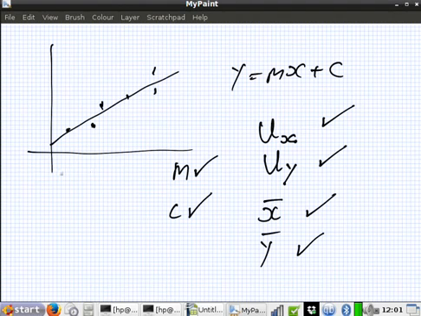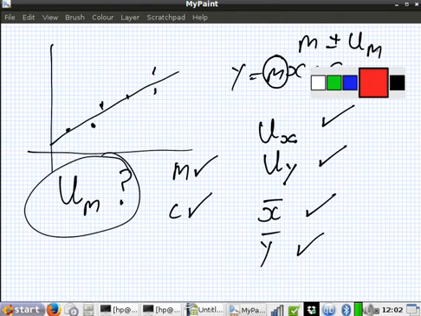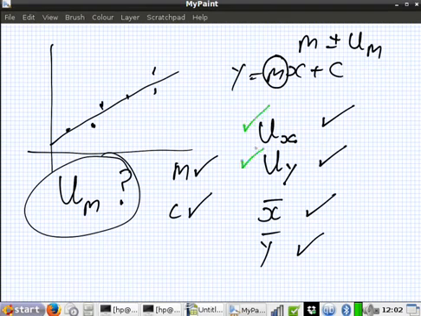But I don't know what the uncertainty for the m is. Because remember, I'm trying to find the m, but I would like to know what the uncertainty is for it. So how do I calculate that? Well, the good news is, when I have this number, and when I have this number, I can calculate it. This is how.